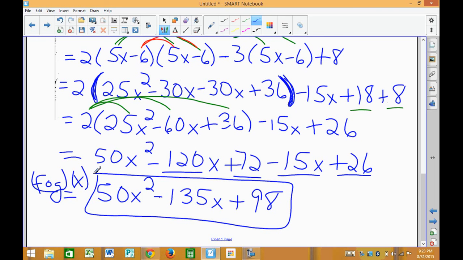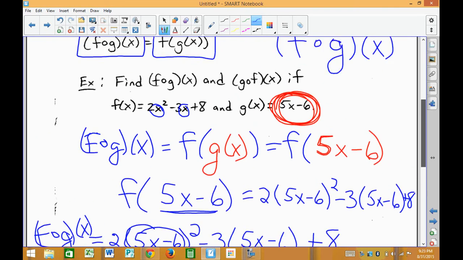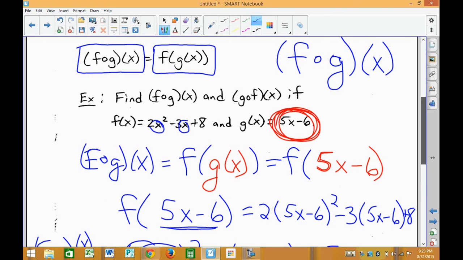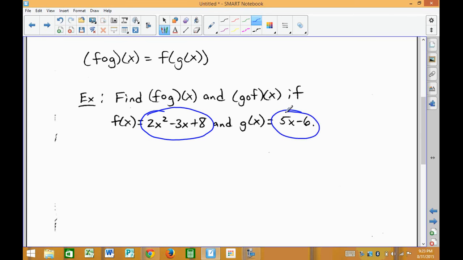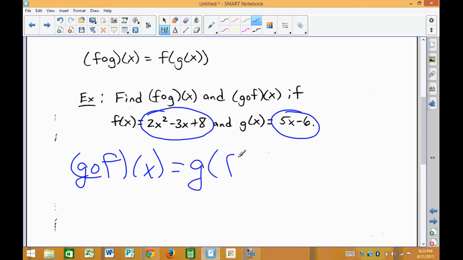And the last part, we go back up and look at what we were asked to do. I did f of g of x. And now I would like to see g of f of x. Actually, I'm just going to wipe this out and start over. So here's my f of x, here's my g of x. Now we want g of f of x.